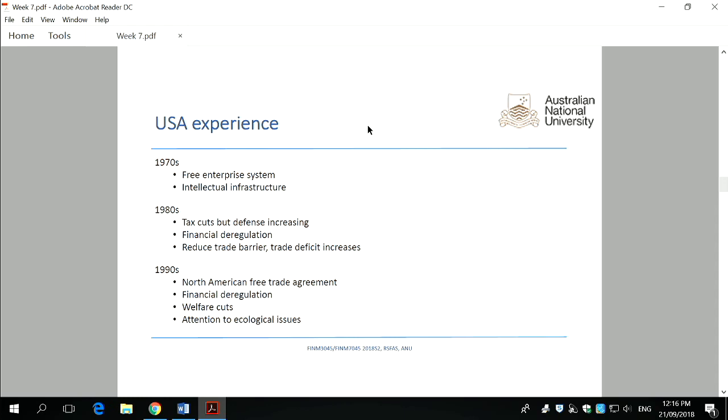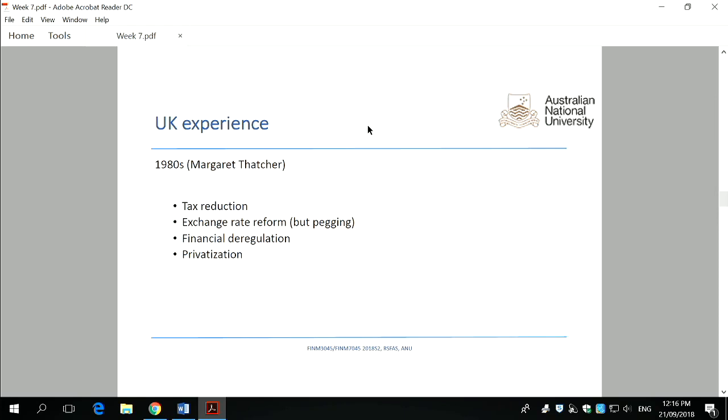On the economy side, the U.S. is possibly, in terms of free market, the most thorough among all those countries. But what they didn't do well is government debt. In the same period, their government debt skyrocketed. China has a lot of debt problems nowadays as well. Now, the UK experience.